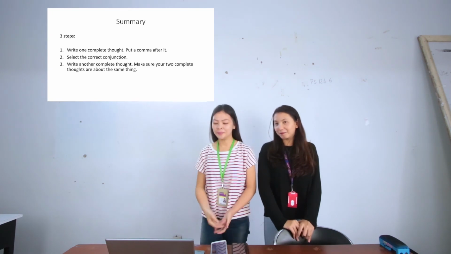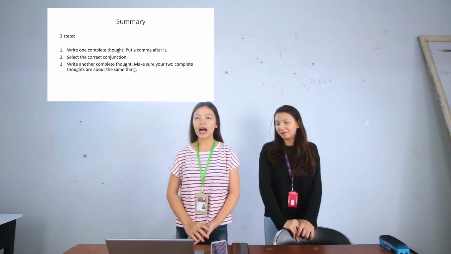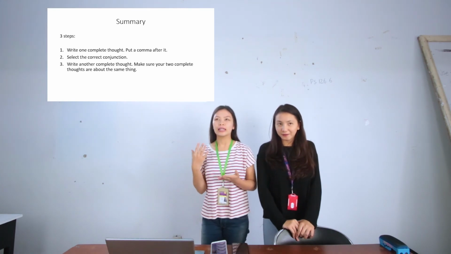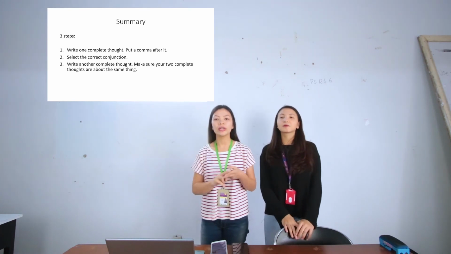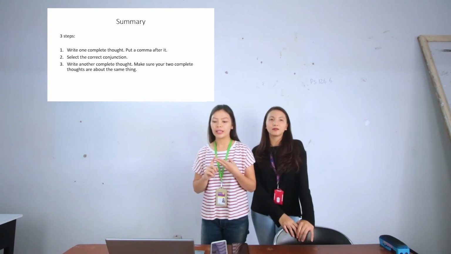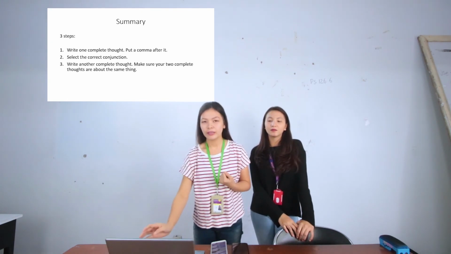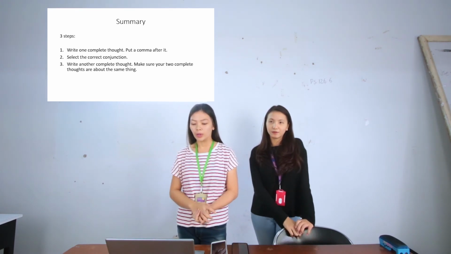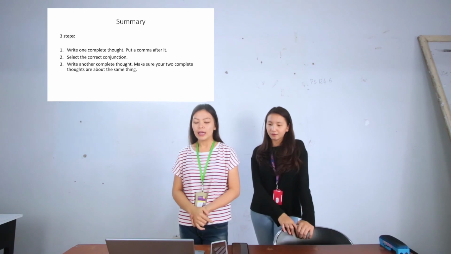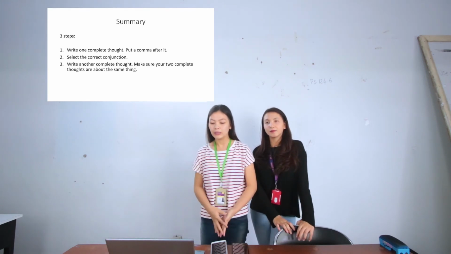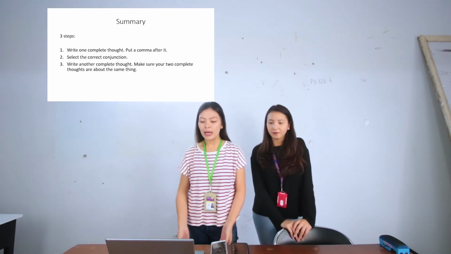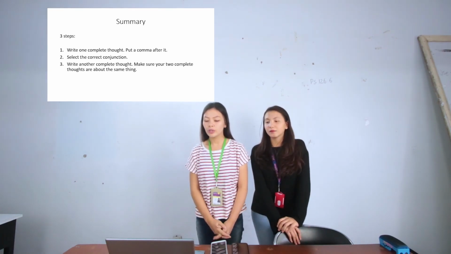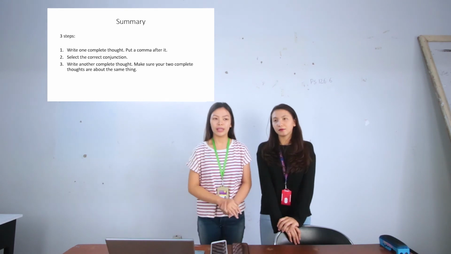And to sum up our lesson today, to identify a compound sentence, you have to make sure the sentence has two independent clauses and then a FANBOYS conjunction. So there are 3 steps. The first, write one complete thought, put a comma after it. The second one, select the correct conjunction. And the last, write another complete thought. Make sure your 2 complete thoughts are about the same thing.